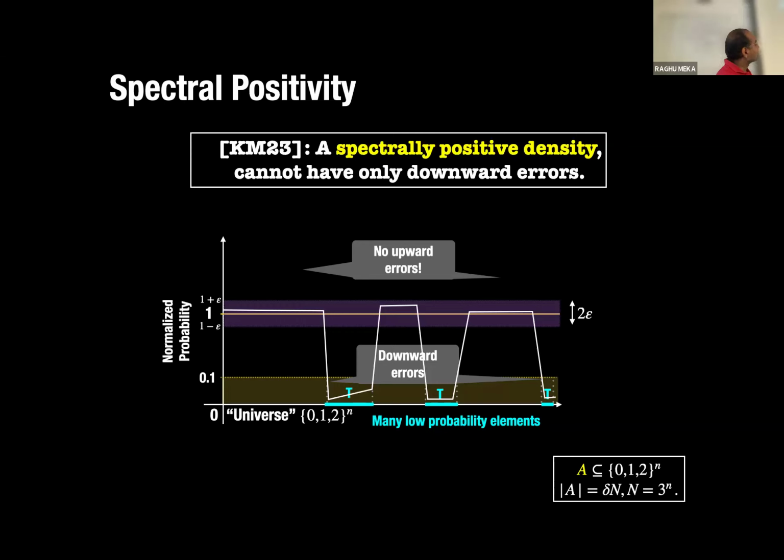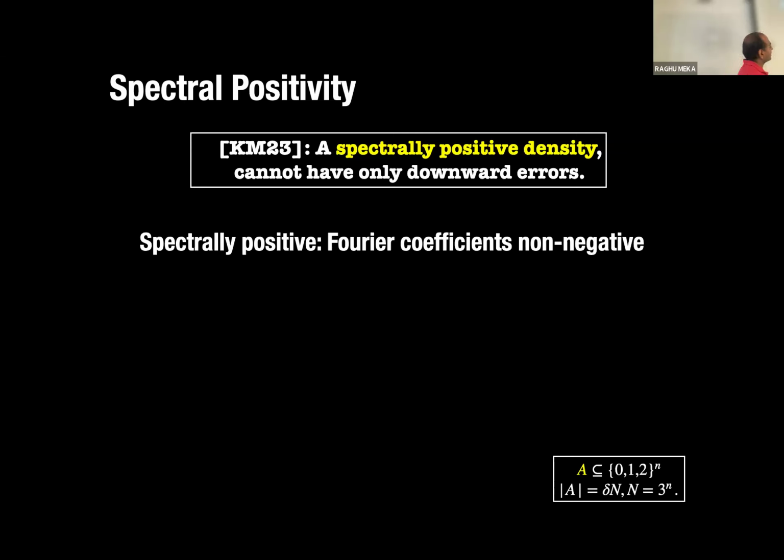But as it turns out, for a large class of densities, you cannot have such a picture. A large family of densities or probability distributions, which we call spectrally positive, cannot have only downward errors. Meaning, if you have downward errors, you must also have upward errors. All right?